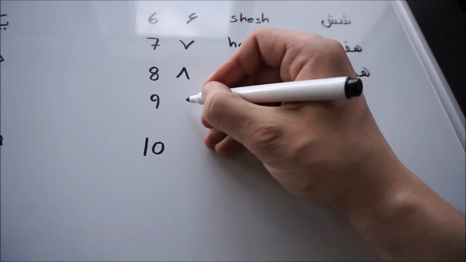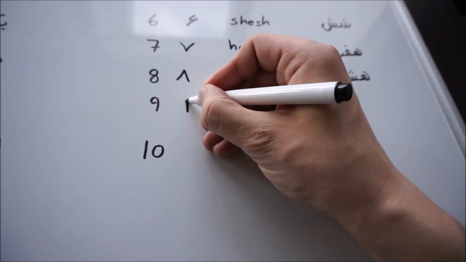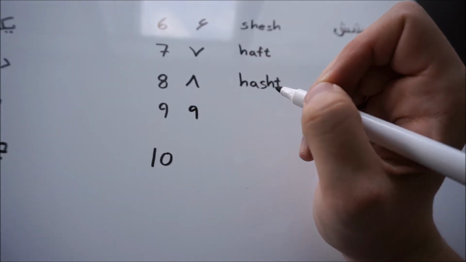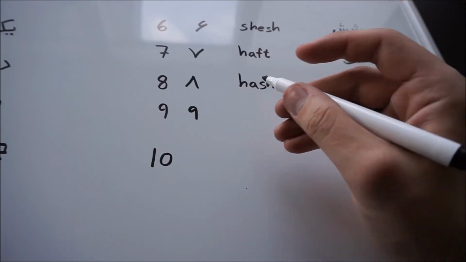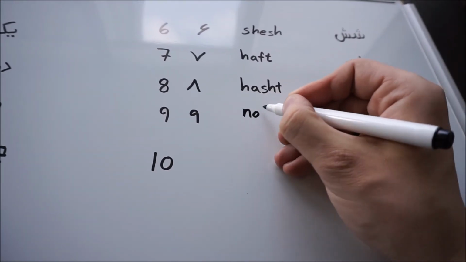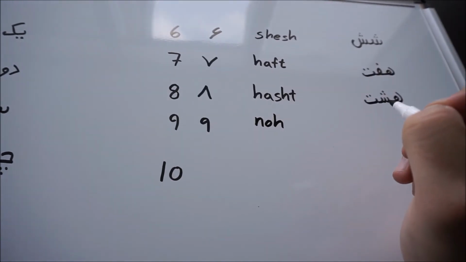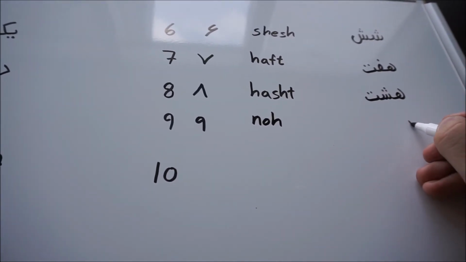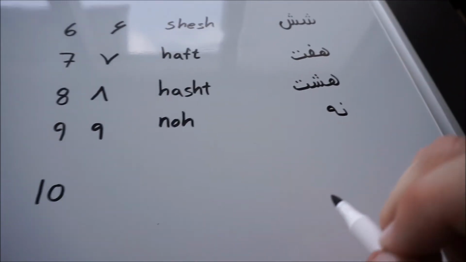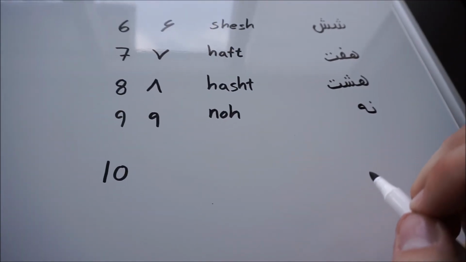Number 9, the symbol is very simple because it is exactly the same as the Roman 9. So that is very easy to handle. And 9 in Persian is called noh. Noh. And noh is written like this. So now we're almost there, just one to go.